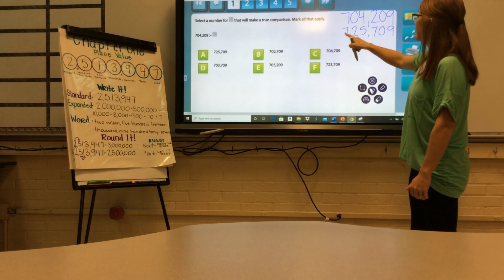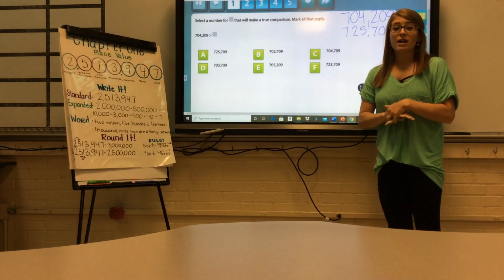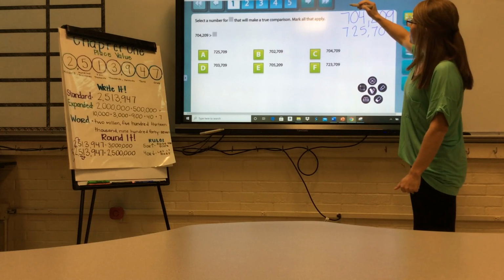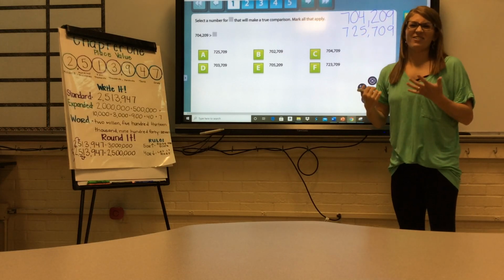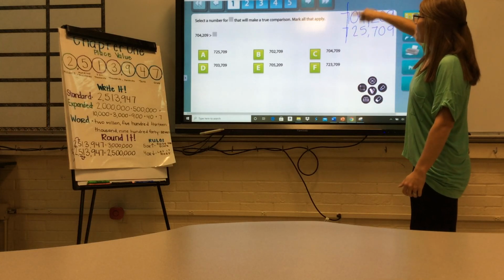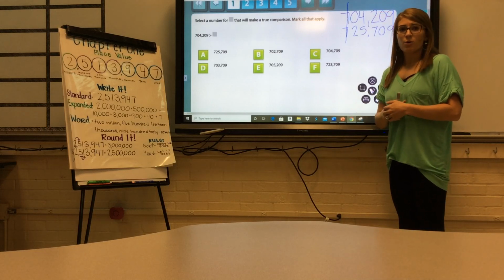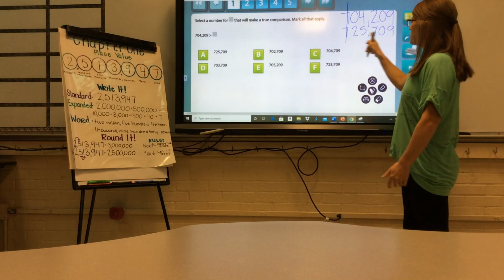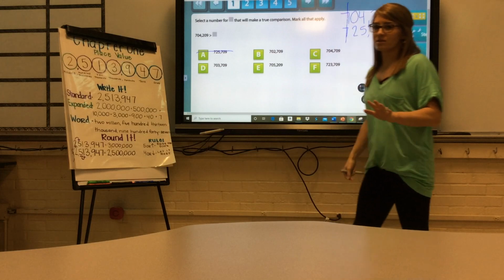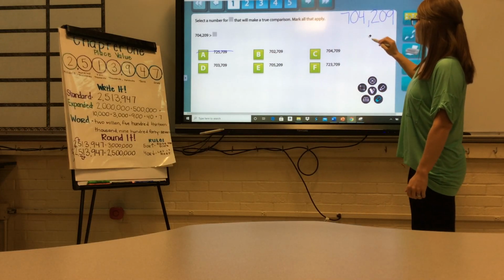Choice A says 725,709. Remember, we're looking for smaller numbers than this. Okay, so can I use my 7? No, I can't use my 7 because that's the same number, right? What about my 10,000s place? I've got a 0 and a 2. Which one's larger? Right, the 2. So is this going to be a smaller number? No. So I'm going to go ahead and mark that off. That one's not going to work. All right, let's try choice B.